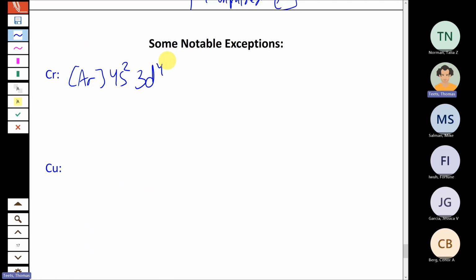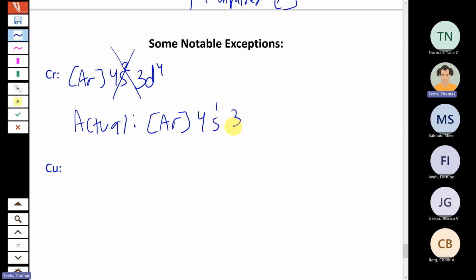It turns out, though, that that is not quite correct. In the actual configuration it is argon 4s1, 3d5. We take one of the electrons from the s orbital and bump it up to the 3d.